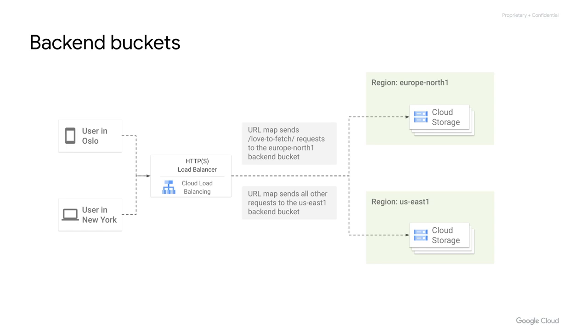In this diagram, the load balancer sends traffic with a path of /love2fetch to a Cloud Storage bucket in the Europe North region. All the other requests go to a Cloud Storage bucket in the US East region. After you configure a load balancer with the backend buckets, requests to URL paths that begin with /love2fetch are sent to the Europe North Cloud Storage bucket, and all other requests are sent to the US East Cloud Storage bucket.